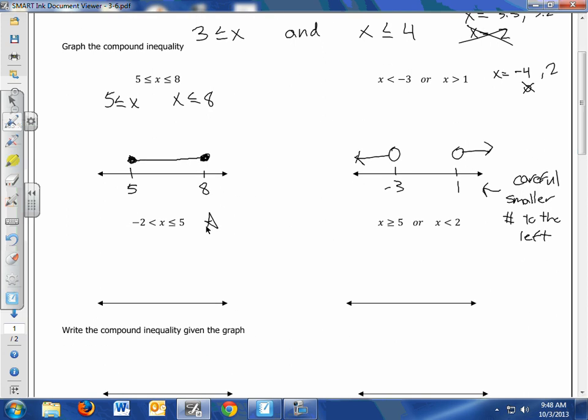Okay, you guys do these 2. You need to write it, especially that left one, as 2 inequalities. Do that. Just like you did the one above it. Or you can kind of just understand by looking at it, you can just draw.